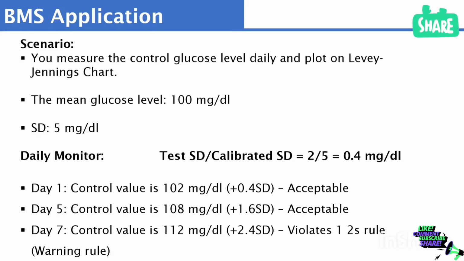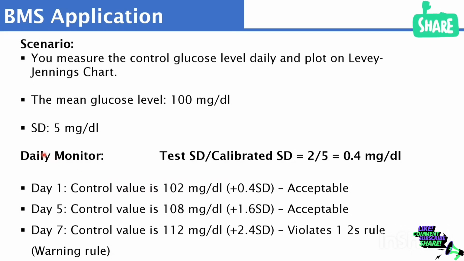Now let's look at scenarios. So you measure the quality control of the glucose level daily and plot on the Levey-Jennings chart. The mean of the glucose, remember what I showed us before, is 100 milligram per dL. Then you have a standard deviation of 5 milligram per dL. So how can you monitor this? Let me now give you the secret. That's why I just did one here. So the standard deviation is 5.